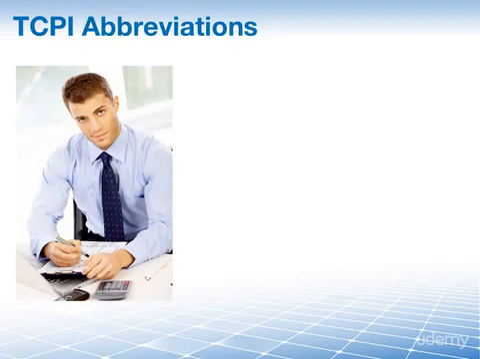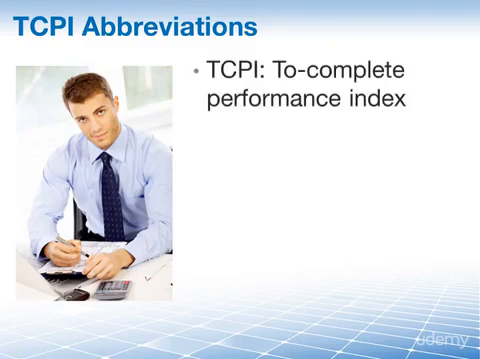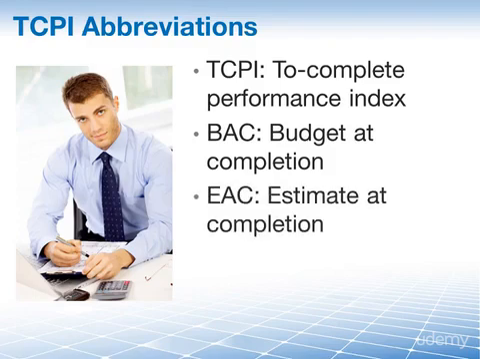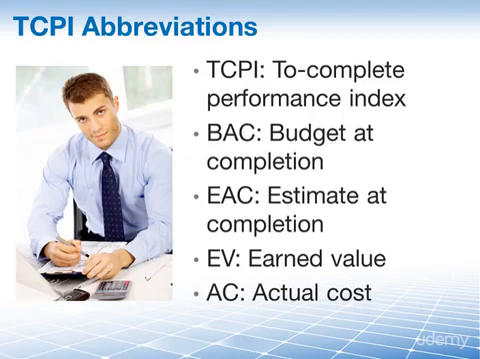For completeness' sake, let's take a look at the abbreviations for the TCPI formula. So we calculate the TCPI, which is the To Complete Performance Index. Again, the difference is by using the BAC, the budget at completion, as opposed to the EAC, the estimate at completion, from which we subtract earned value in the numerator, and then in the denominator we have the actual cost, which we subtract from the BAC or the EAC.